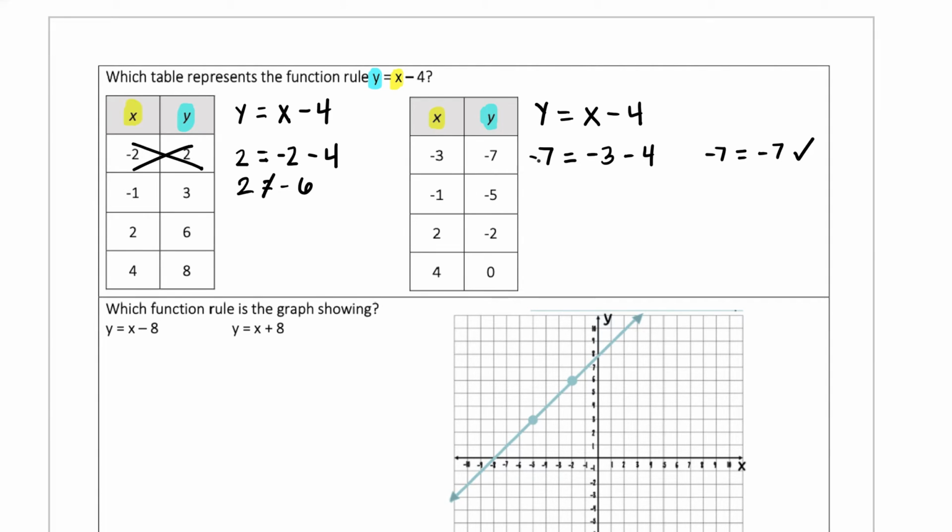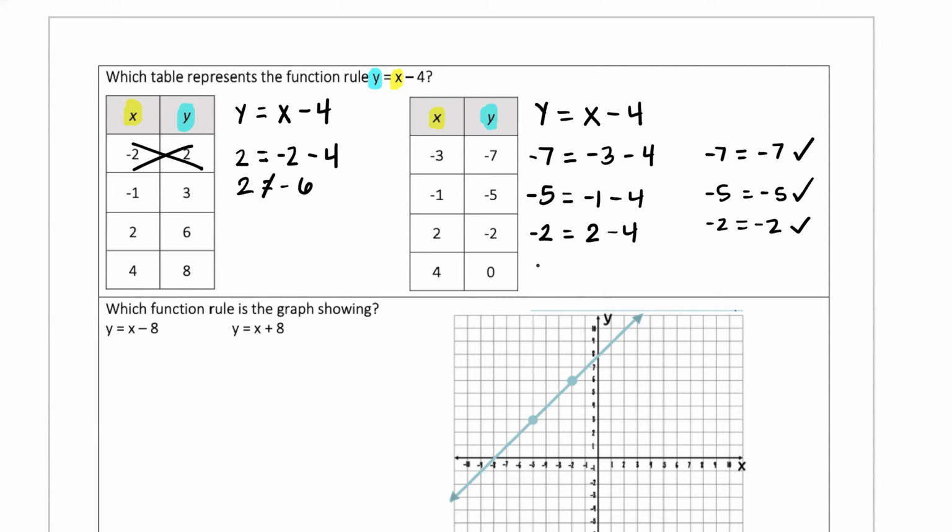However, just because one row works doesn't mean the rest of the table will work. So you always want to go through and check the rest of the points. -5 equals -1 minus 4. And that is true. -5 does equal -5 there. Then we have a y value of -2, which should be x of 2 minus 4. 2 minus 4 is -2, so that one worked as well.